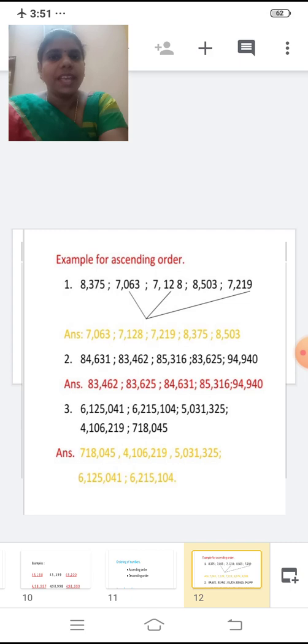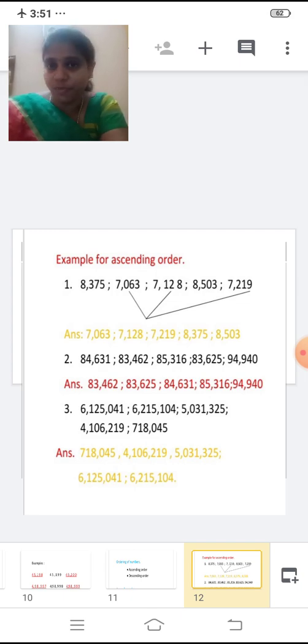First one, 8,375, 7,063, 7,128, 8,503, 7,219. What do you mean by ascending order? Arranging the numbers from smaller to bigger. Now tell me children, which is the smallest number?